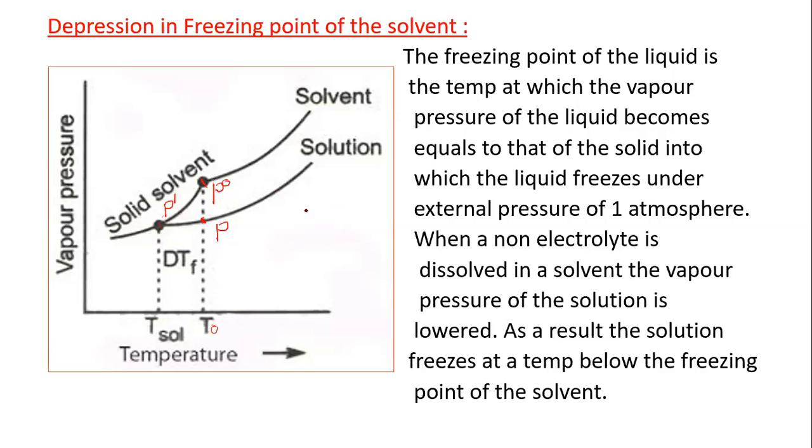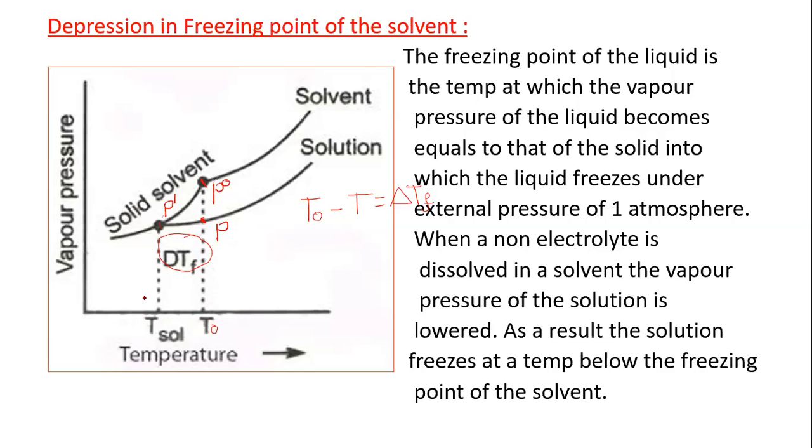Suppose the freezing point of the solvent is T0, and the freezing point of the solution is T. So T0 minus T, the difference between the freezing point of the solvent and the freezing point of the solution, is called depression in freezing point. It is the difference between the two temperatures, the freezing point of the solvent and the freezing point of the solution. In this graph, this is delta TF, the depression in freezing point, the difference between these two temperatures T0 and T.